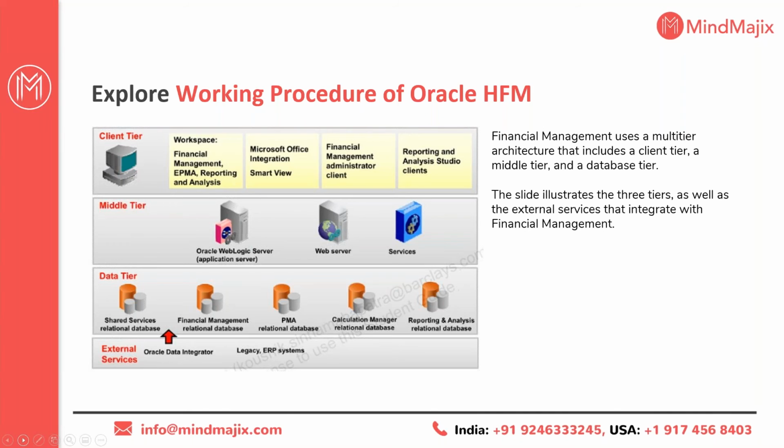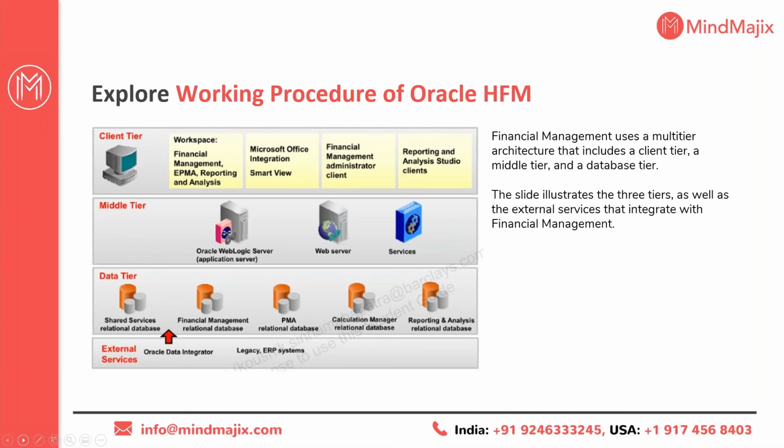Say, for example, for HFM they have a service over here. For reporting they will have a service, and for SBS they will have a service. So all the Hyperion services will be hosted in the middle tier. The last, third tier is our data tier, where you have all the databases.